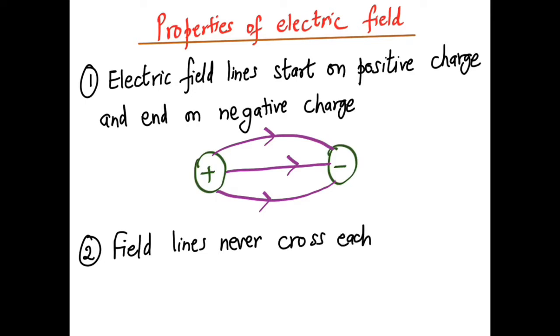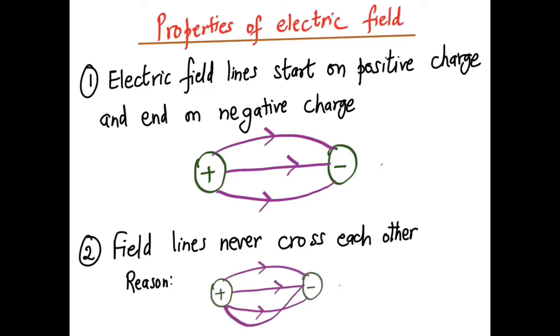Second, field lines never cross each other. The reason for this is, let's say that the field lines actually cross each other. As shown in the diagram, we can see that the field lines are crossing. So at the point of intersection, the test charge is going to have two different paths to travel. And that's not a possible case. And that's the reason field lines never cross each other.